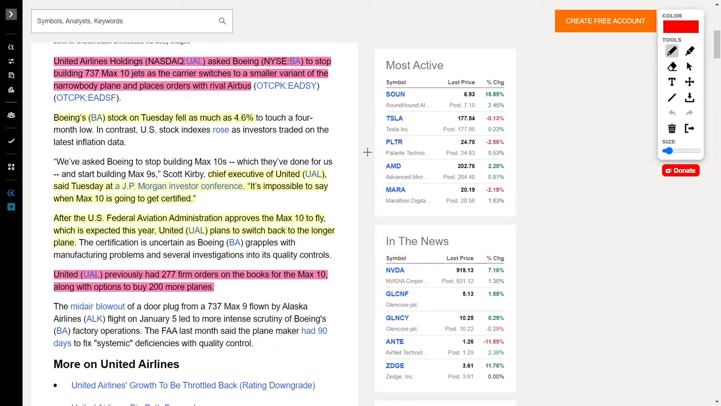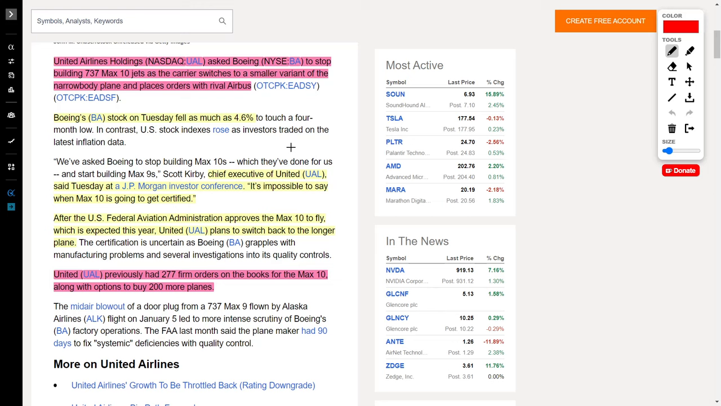Recently, United Airlines, ticker symbol UAL, which I personally hold in my portfolio, asked Boeing, ticker symbol BA, which I also hold in my portfolio, to stop building their 737 MAX 10 jets. Instead, United Airlines wants to switch back to the MAX 9 plane instead of the MAX 10. The problem here is that United Airlines previously ordered around 277 of the MAX 10 from Boeing, with an option to buy 200 more planes, but instead now they want the MAX 9.